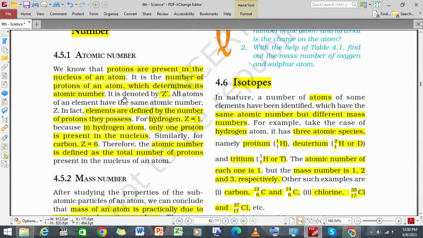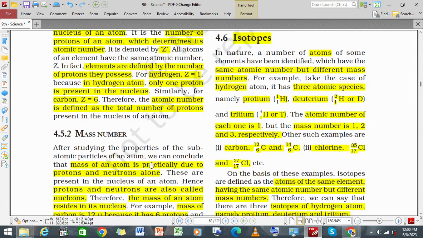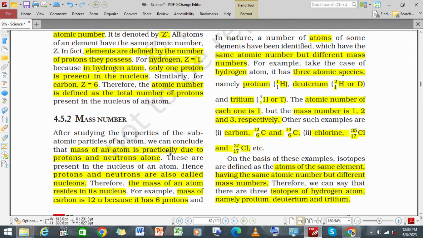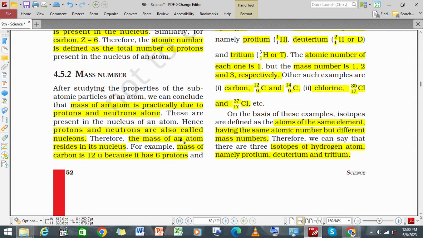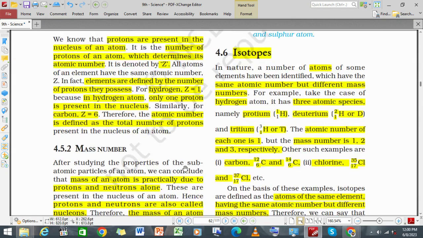And when it comes to mass number, we combine protons and neutrons together. The mass of an atom is practically due to the protons and neutrons alone. So we combine both of them to get the mass number. So for carbon, earlier the atomic number was 6, so the mass number is around 12.